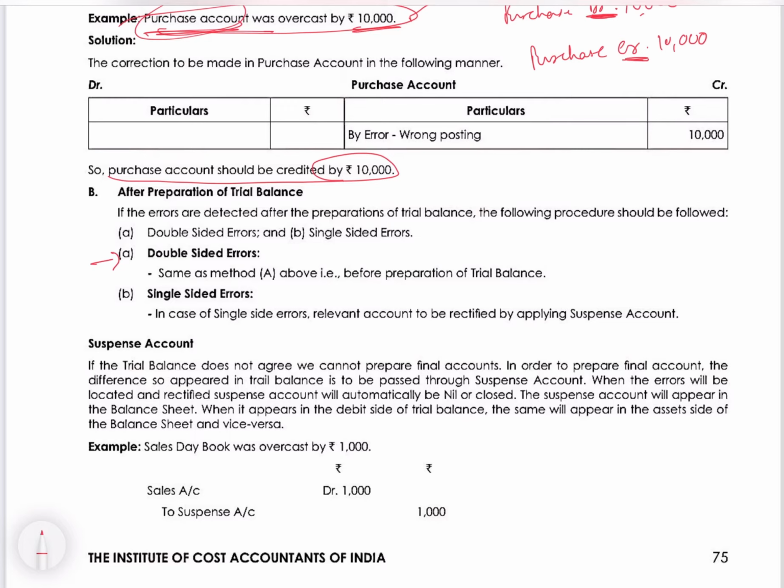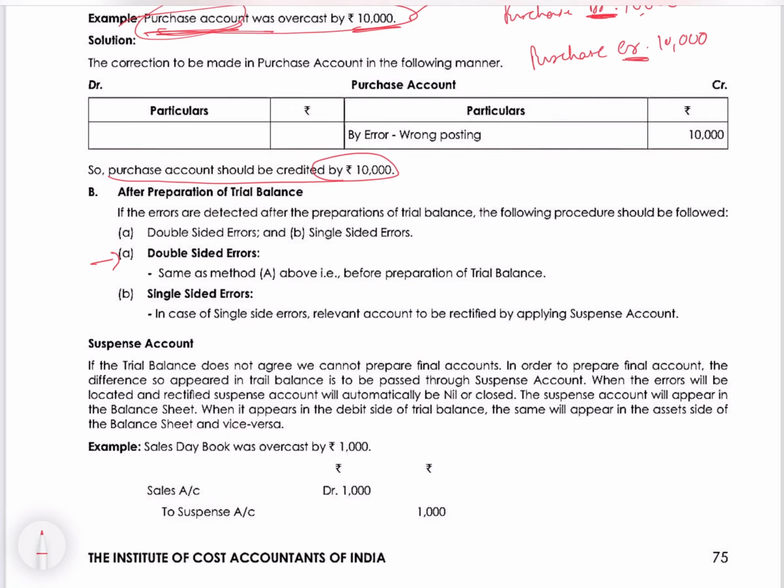But in single-sided errors, as we have given the impact of rectification of a single-sided entry in one book only, the same impact should be given to the other ledger because our accounting works on the double entry system. So when we give credit, we have to give debit to somebody. So here we don't know which should be debited. When we credited purchase to rectify, we didn't know which account should be debited, whether cash or credit.